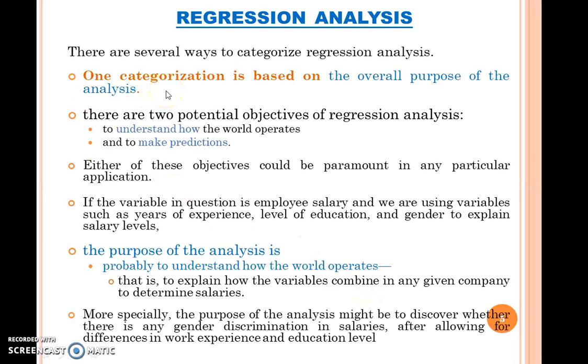There are several ways to categorize regression analysis. We'll discuss a few over here. One categorization is based on the overall purpose of analysis. Based on the overall purpose of analysis, there are two potential objectives of regression analysis. One is to understand how the world operates. The second one is to make predictions. These are the two potential objectives in this categorization.